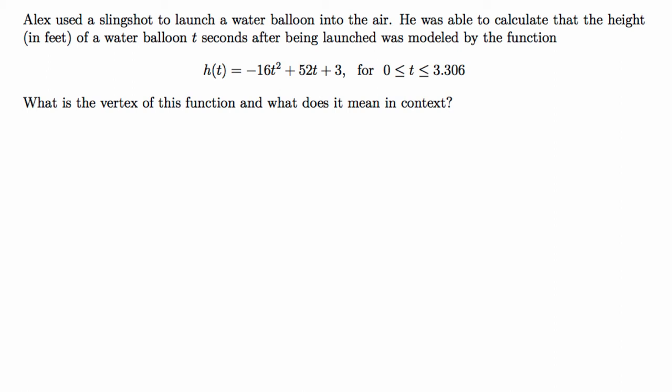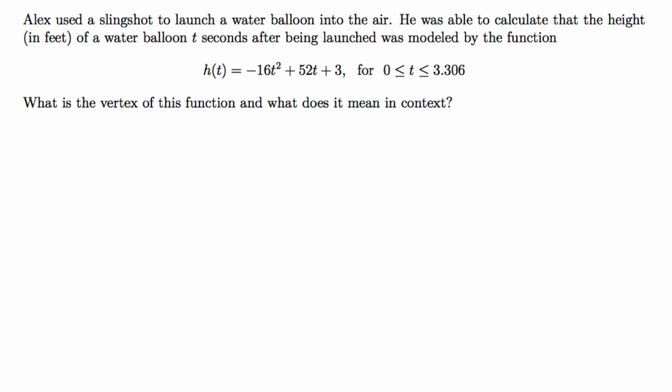Alex used a slingshot to launch a water balloon into the air. He was able to calculate that the height in feet of the water balloon t seconds after being launched was modeled by the function h of t equals negative 16t squared plus 52t plus 3, and this is accurate for t values between 0 and 3.306. What is the vertex of this function, and what does it mean in context?